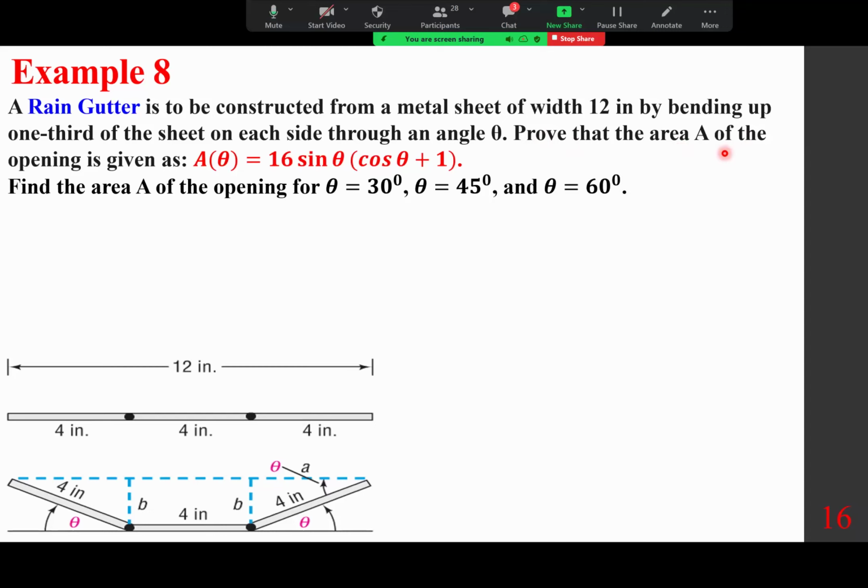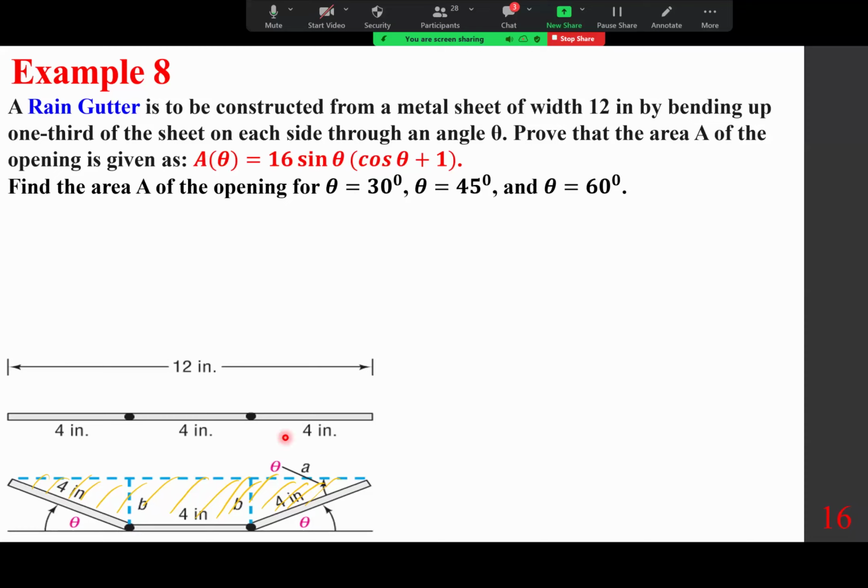Prove that the area, this area, just a trapezoid, of the opening, is 16 sine theta times cosine theta plus 1. And then find the area of the opening for theta equals 30 degrees, 45 degrees, and 60 degrees. This is not a big deal because you just plug in. I'm not worried about that. This is the one we want to quickly look at.